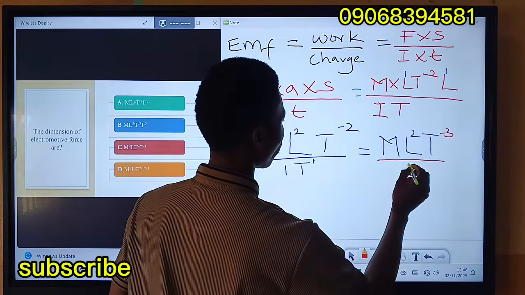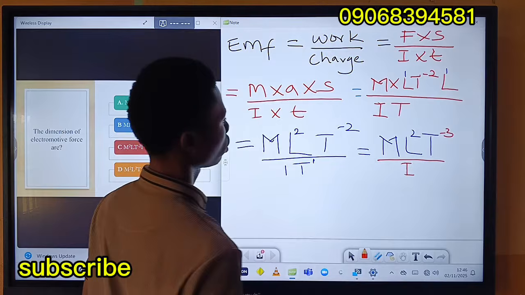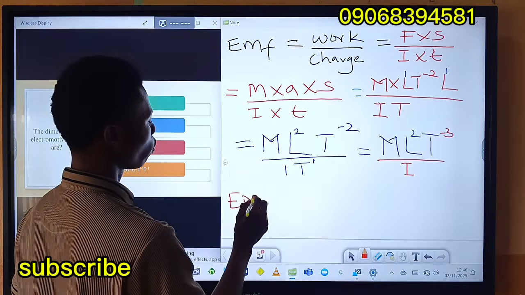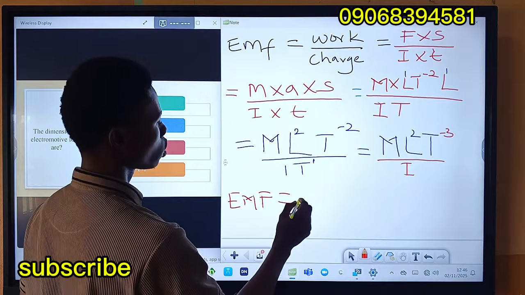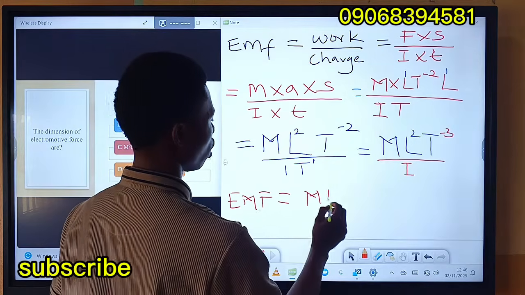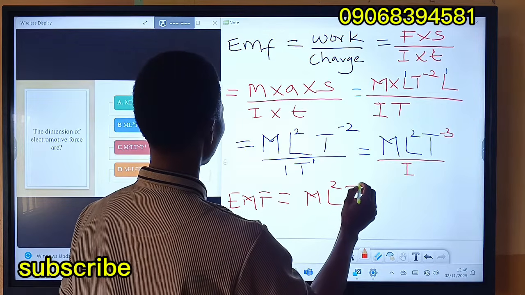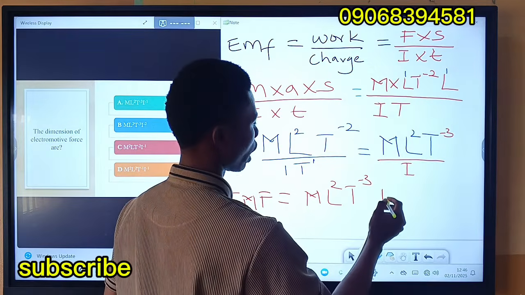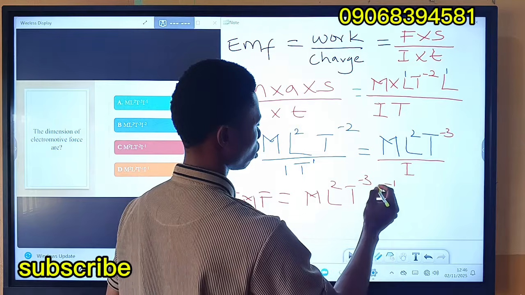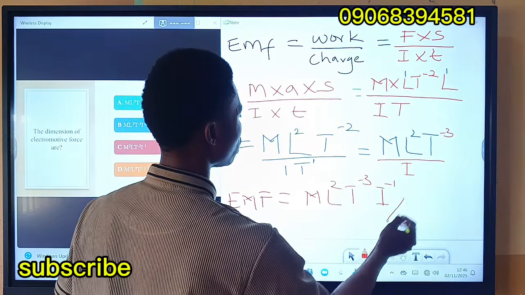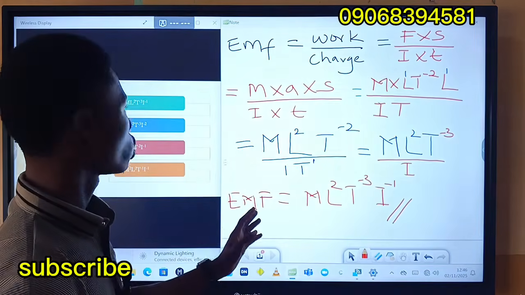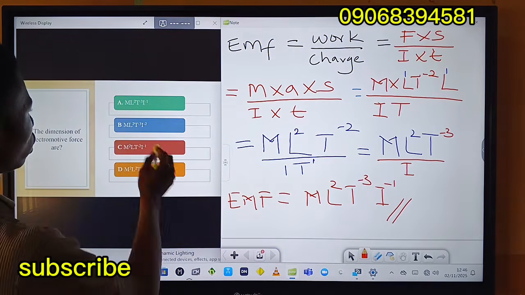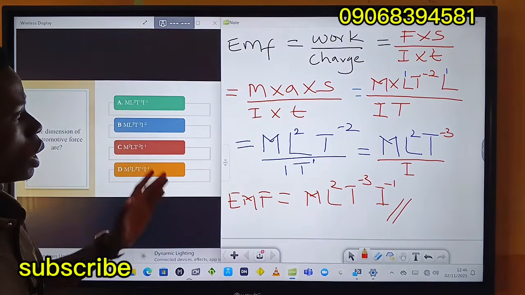Then all over, we still have I. Done. I can then bring it up to say electromotive force is equal to ml squared t raised to power minus 3. Then this I, if I want to bring it up, I'll just say I raised to power minus 1 because I'm bringing it up. So this is the dimension for electromotive force. Now, if you check the options, that's option A. So option A is the answer.